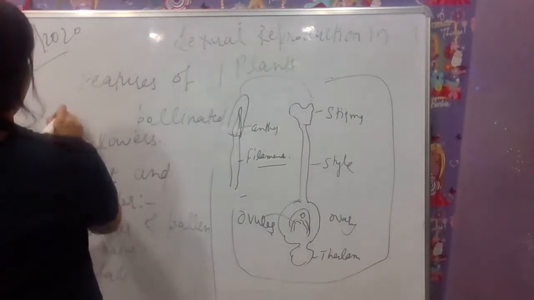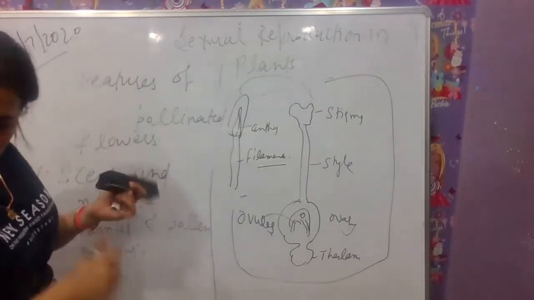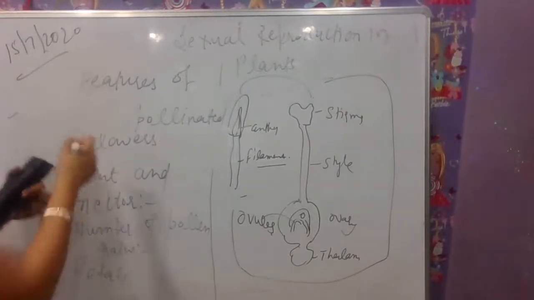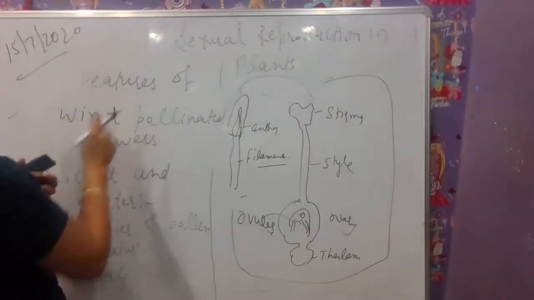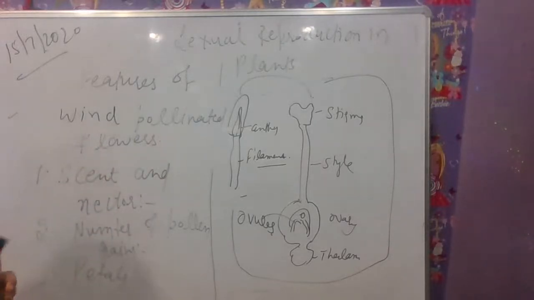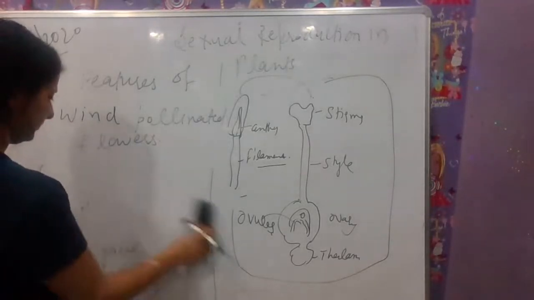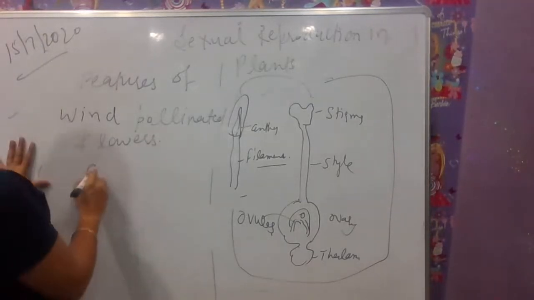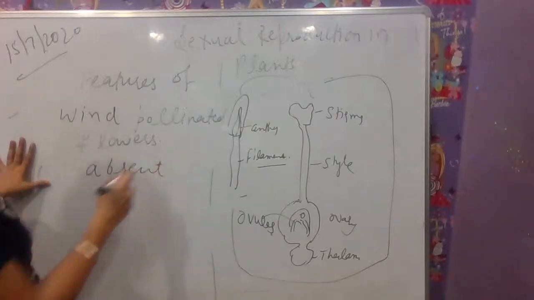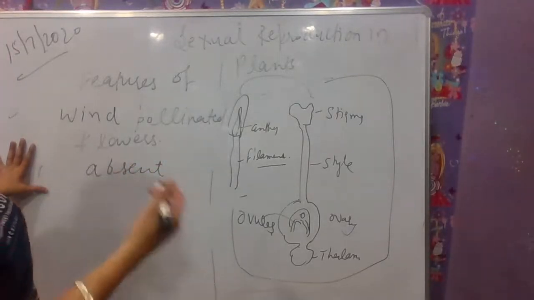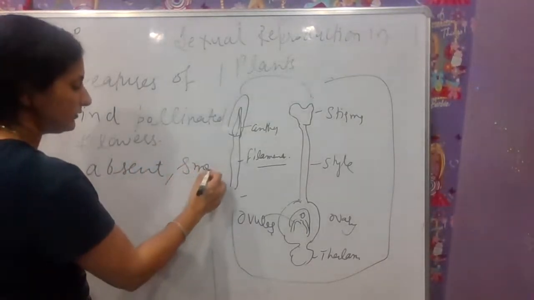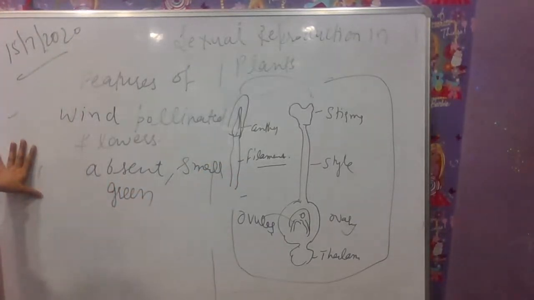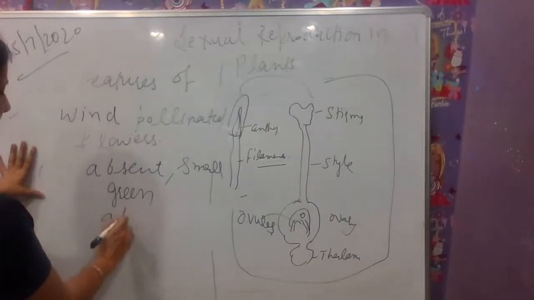Features of wind pollinated flower. In case of wind pollinated flower, petals are absent. Or if it is present, very small, green in color. Nectar is also absent.